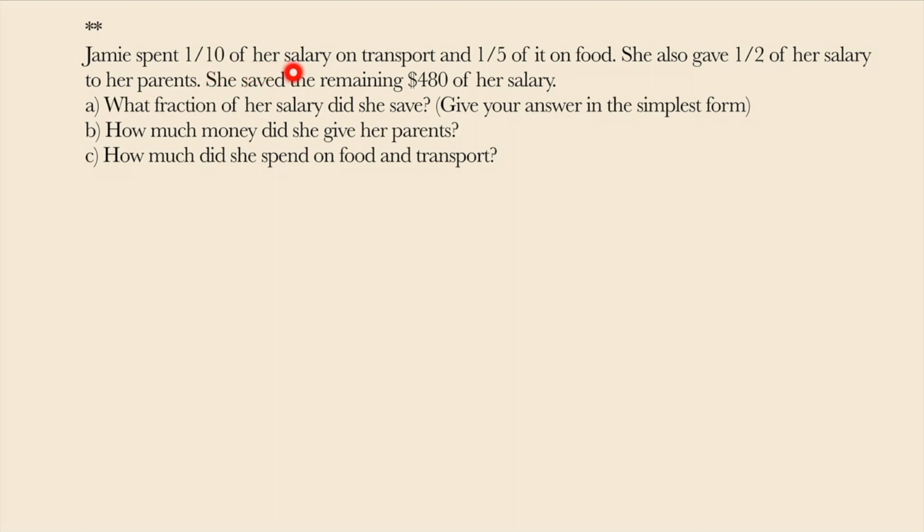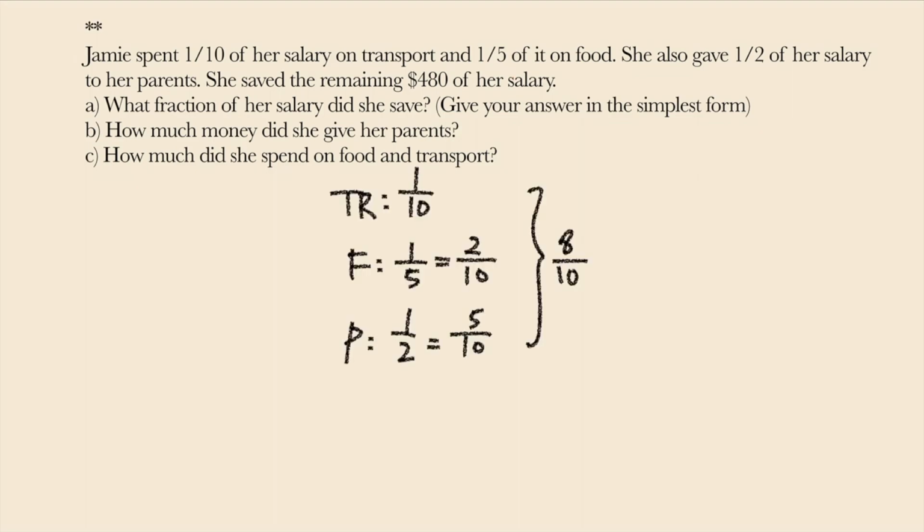Jamie spent 1/10 of her salary on transport and 1/5 on food. So right here you can tell that the denominators here are 10 and 5. So let's turn the denominator here to 10 as well. So making everything clear, transport 1/10, food 1/5, becoming 2/10.